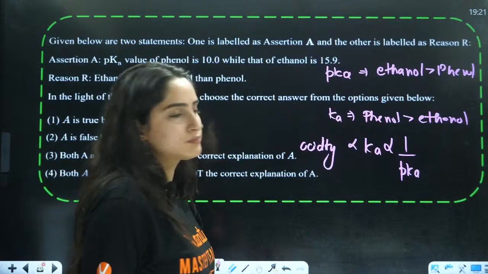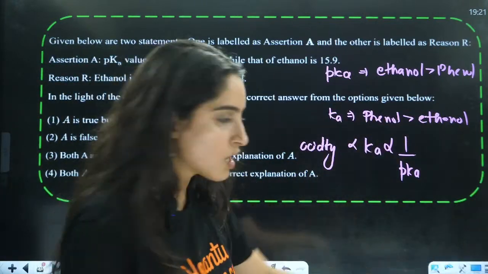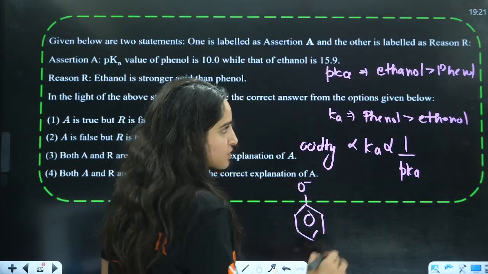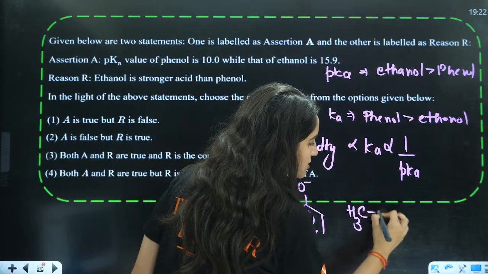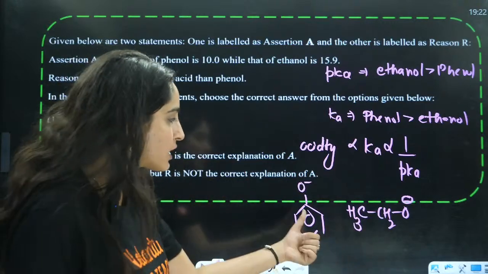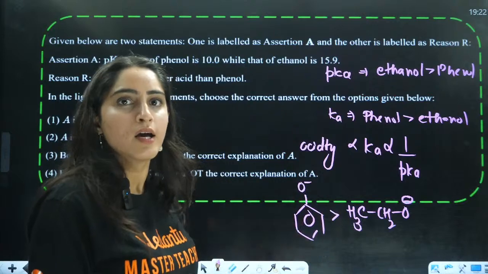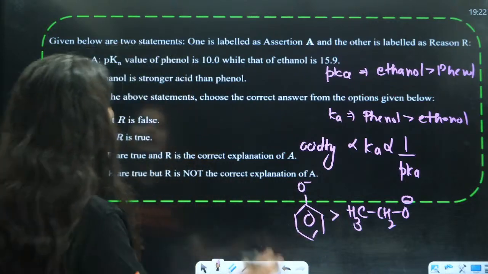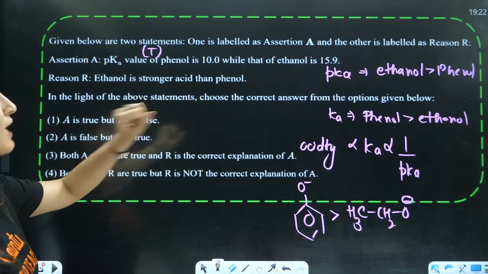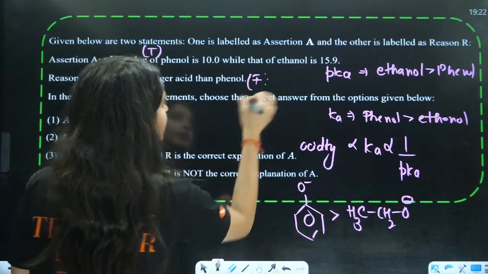Is it true? Definitely, phenol is more acidic because of resonating structures. The phenoxide ion has resonating structures. But CH3CH2O negative is not under resonance. That is why the phenoxide ion is more stable, and that is why phenol is a better acid. So we can say this is a true statement. Ethanol is a stronger acid than phenol? Definitely not true. Phenol is the stronger acid.